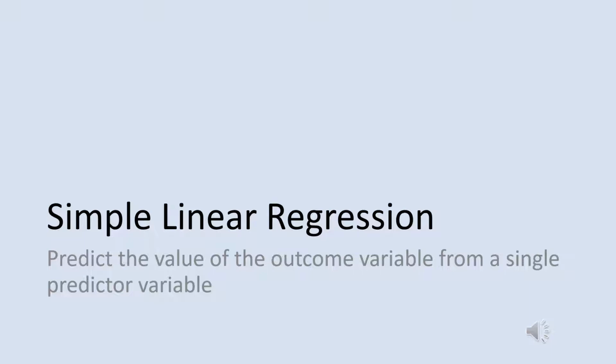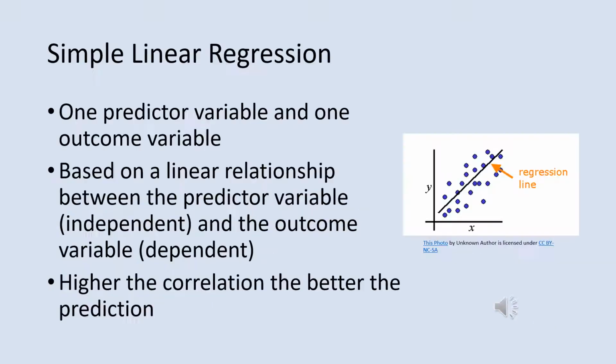So we will begin with simple linear regression, and this is where we will look to predict the value of the outcome variable from a single predictor variable. As I mentioned, simple linear regression is when you have one predictor variable and one outcome variable. It's based on a linear relationship between the predictor variable, the independent, and the outcome variable, the dependent. The higher the correlation, the better the prediction.